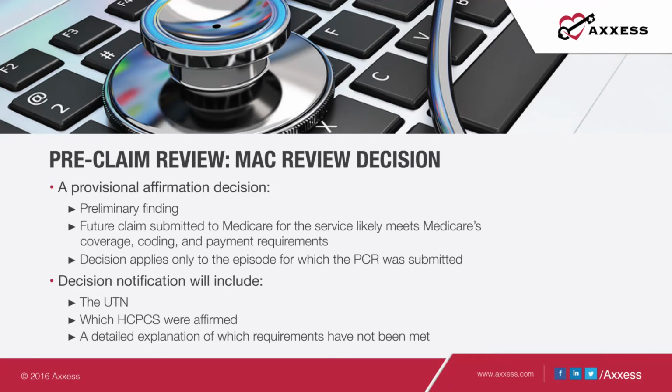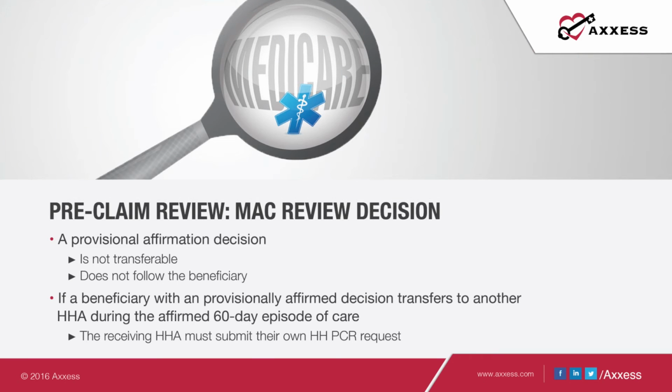So just because you got an affirmation on your initial episode starting August 1st, if you decide to recertify that patient for a second episode, the PreClaim review decision will not apply to the second episode. You'll have to submit a review request for that one as well. Finally, your decision notification will include that unique tracking number or UTN. It will also tell you which HCPCS were affirmed and a detailed explanation if you have any requirements that were not met.